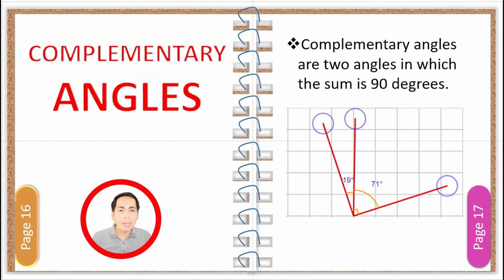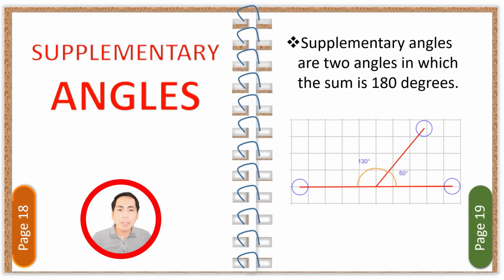For complementary angles, these are two angles in which the sum of their measures is 90 degrees. For supplementary angles, these are two angles in which the sum of their measures is 180 degrees. Now let us have this activity.